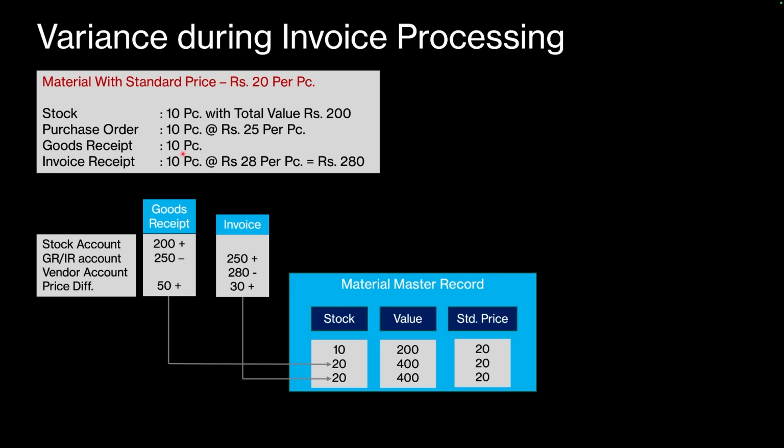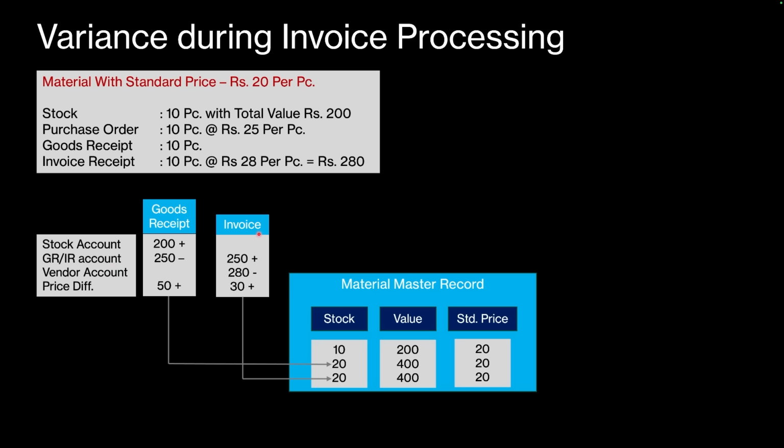You do goods receipt of 10 pieces, and when you do the invoice receipt, the vendor raises an invoice with per unit price as 28 per piece, and you accept that invoice and you process this invoice. So the total invoice value is 280 rupees. So now let's see at both these stages, that is at goods receipt and invoice receipt, how system will do the posting. So at goods receipt, we already have discussed 200 rupees will be posted to the stock account, 250 rupees will be posted to the GRIR account, and differential amount will be posted to the price difference account.